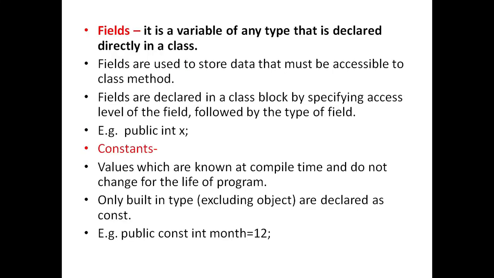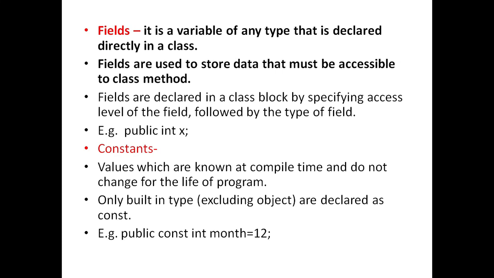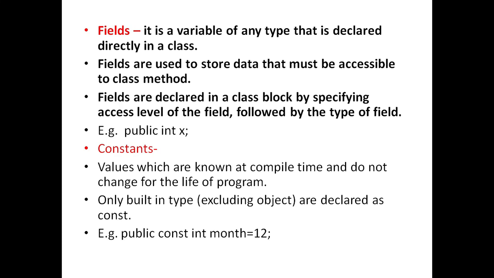Field is a variable of any type that is declared directly in a class. They are used to store the data that must be accessible to class methods. They are declared in a class block by specifying the access level of the field followed by the type of the field. For example, public int x. Here public is access specifier, int is a data type and x is an identifier for the variable.